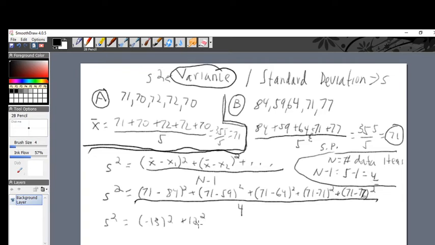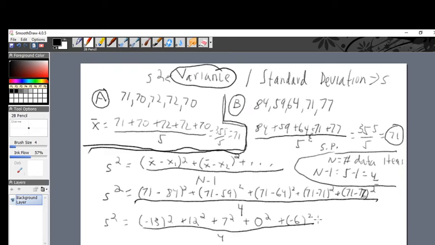It's not a negative number, so I don't need it in parentheses, but if you want, you can put it in. It doesn't hurt. The next one, 71 minus 64, also is positive. That's going to be 7 squared, so I don't need the parentheses. It's optional. 71 minus 71, let's record that it's here. It's going to turn into nothing, but let's record that it's here for clarity's sake. And 71 minus 77 is going to be minus 6. So I need parentheses for that, squared, and all of that divided by 4.